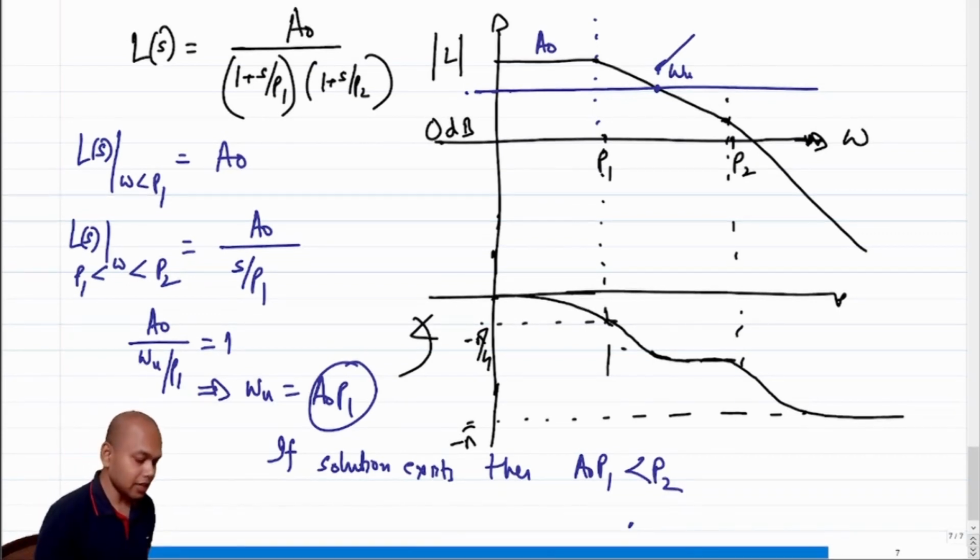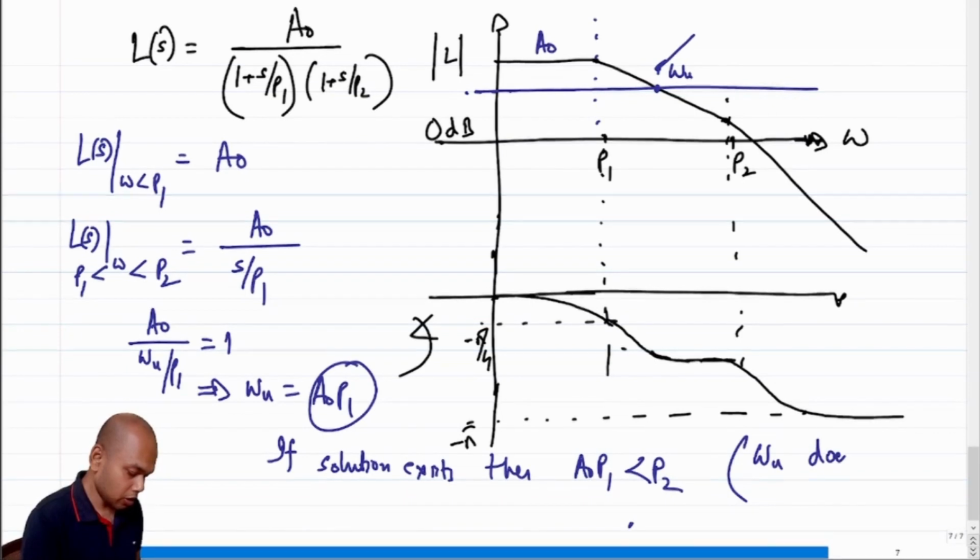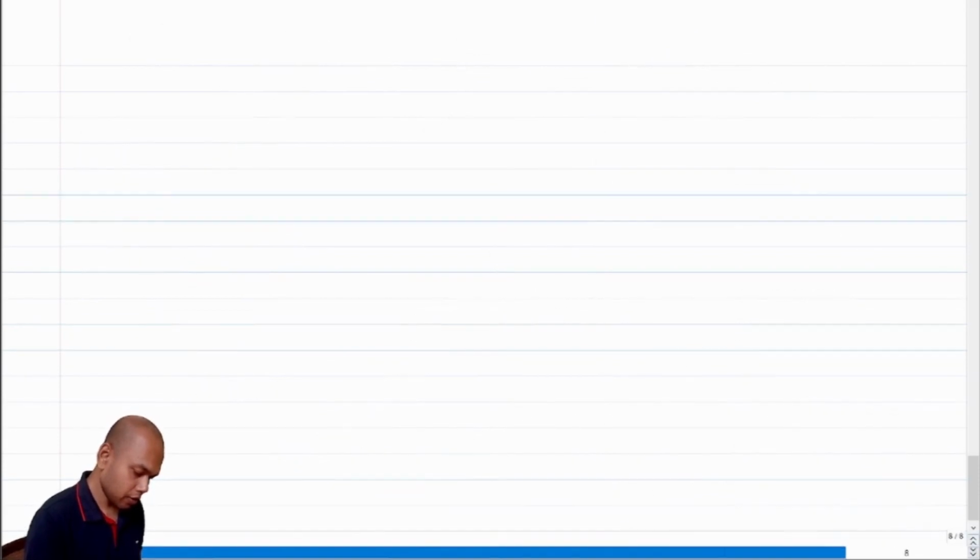If the solution doesn't exist, then A naught P1 will end up more than P2, which means my initial assumption will not be correct, right? And if this is not correct, then obviously omega U does not lie between P1 and P2, right?